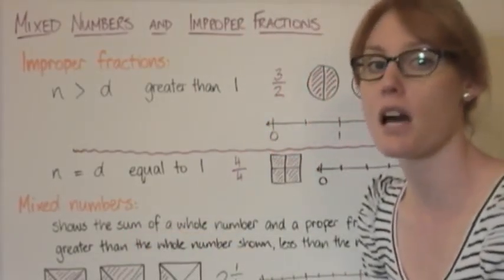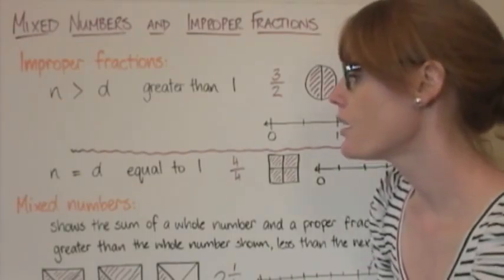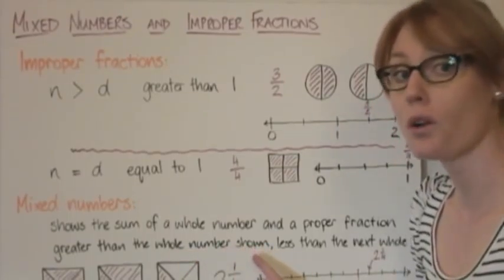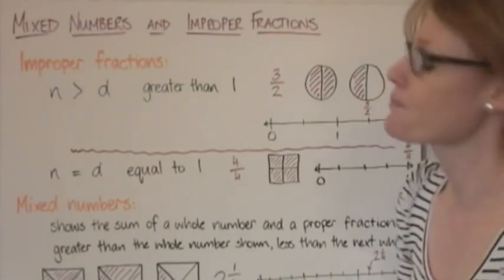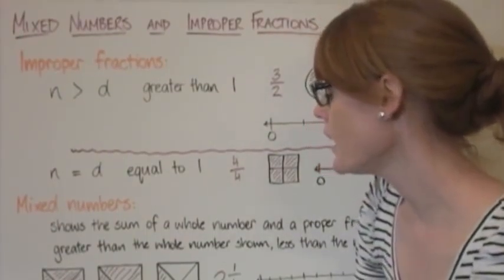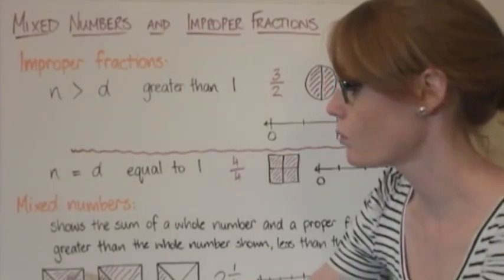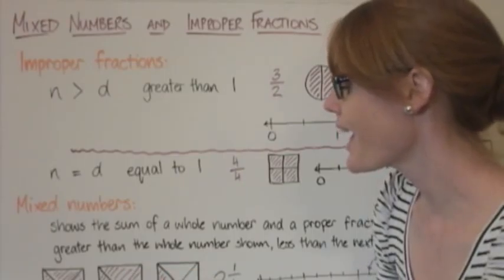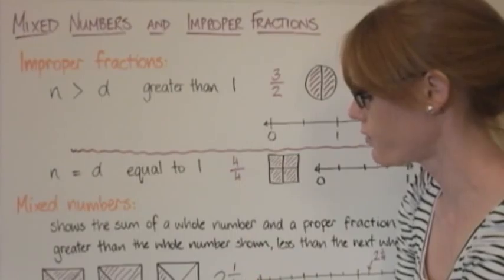Mixed numbers. Mixed numbers show the sum of a whole number and a proper fraction. The mixed numbers will be greater than the whole number shown, but they'll be less than the next whole number on the number line. Let's take a look. Here we have 2 and 1/4 modeled. We have 2 whole pieces, and 1/4 shaded in. So we have 2 and 1/4.